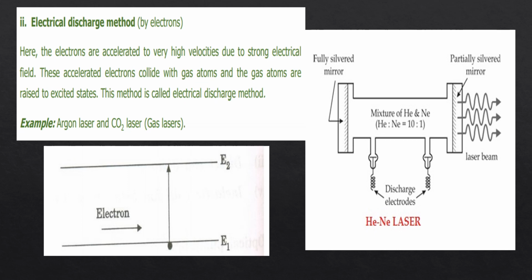Next pumping method is the electrical discharge method, that is excitation by electrons. Here, the electrons are accelerated to very high velocities due to a strong electric field, and these accelerated electrons in this discharge tube will collide with the gas atoms and the gas atoms are raised to the excited state. This type of excitation is called the electrical discharge method. Most of the gaseous lasers will work under this pumping method. For example, argon laser, carbon dioxide laser, etc.